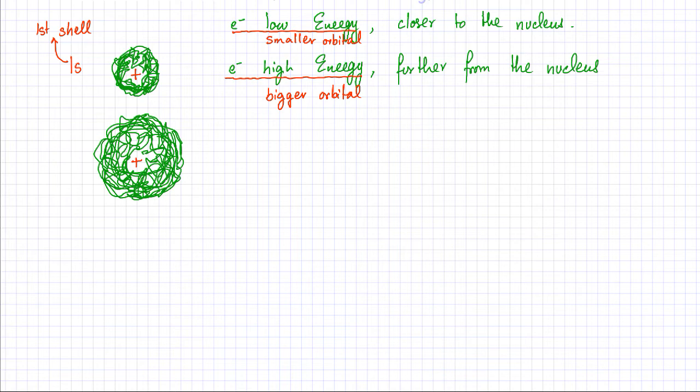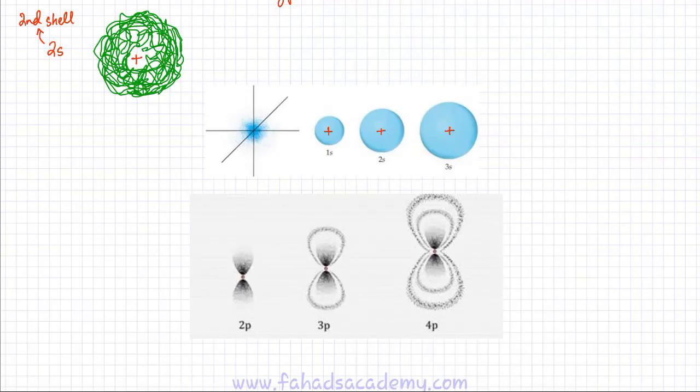Similarly, if an electron is in a 2s orbital, the 2 stands for the second shell. Since it's in the second shell, the electron in the s orbital is more energetic and would occupy a much larger spherical region around the nucleus, and so on and so forth. Now I've drawn 3 s orbitals. The s orbital is a spherical region around the nucleus. The center part is the nucleus. So there are 3 s orbitals.